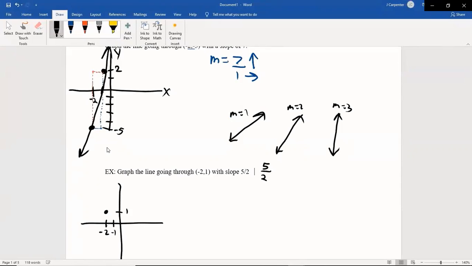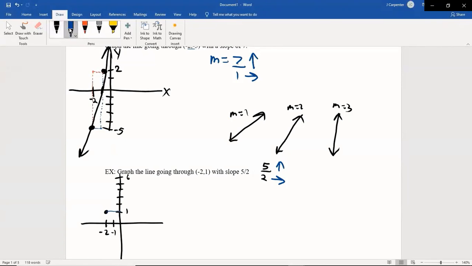There's our first point, the -2, 1. And then our slope is 5/2. So that's already a fraction, so we don't have to change anything. The bottom tells us how far right to go, and the top is up or down. Up since positive. So we're going to go right 2 units, -2, -1, 0, and then we're going to go up 5. If we start at a height of 1, we're going to have to go up to 2, 3, 4, 5, 6. Just extend my axis a little more.